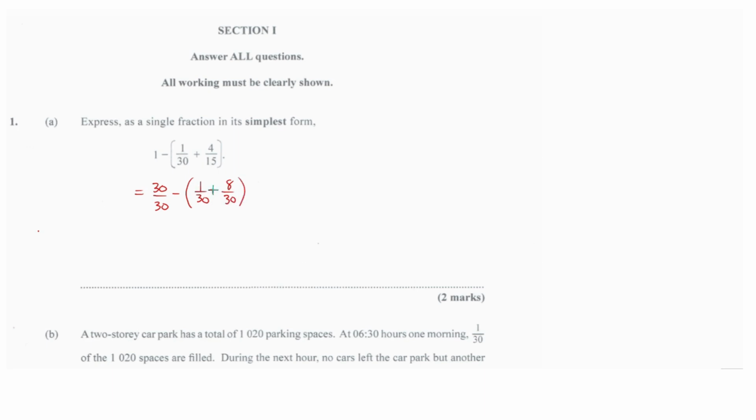Now inside the bracket here, the denominators are the same, so we can add this. So what we have is 9/30. So we have 30/30 then minus 9/30. And that gives 21/30. So in its simplest form, we can cancel this down. 3 can go into 21, 7, and into 30, 10. So what we have there is 7/10. So we have 7/10 as the answer there.